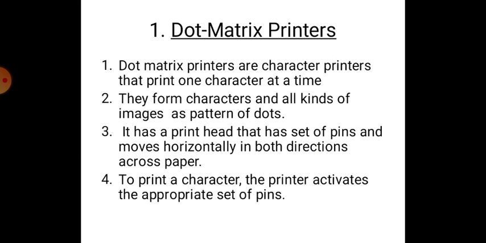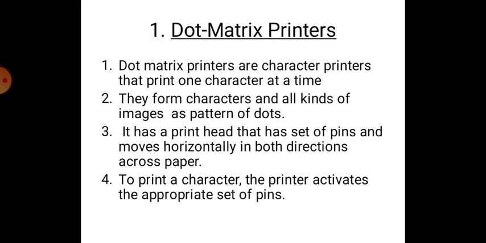Point number 1. Dot matrix printers. This was the first printer that was available. Dot matrix printers are character printers that print one character at a time. They form characters and all kinds of images as a pattern of dots.